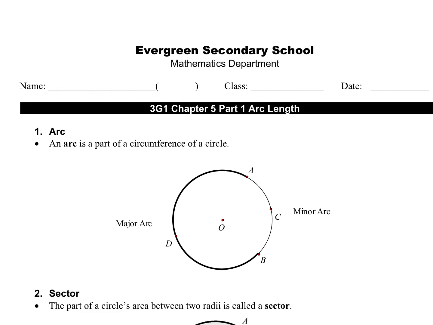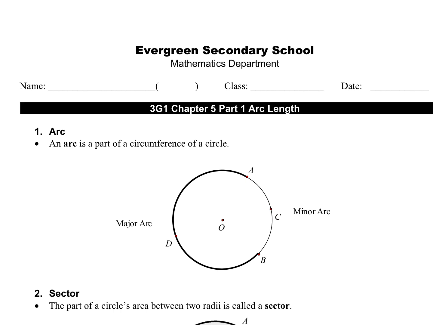Now in today's part of the video, we are going to look at 3G1 chapter 5 part 1 on arc length. Now before we begin to find more about arc length, let's understand the different parts and labelings and the terms, how we mention the parts of a circle.